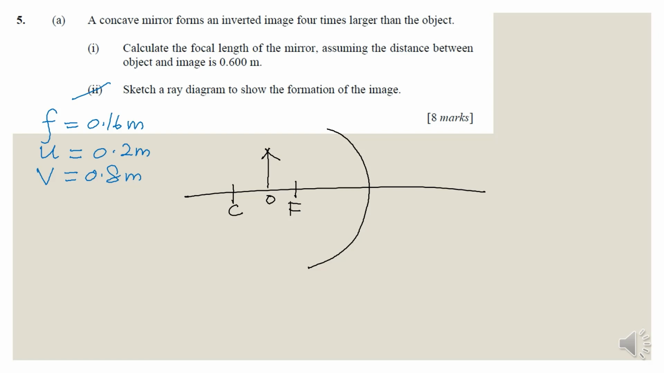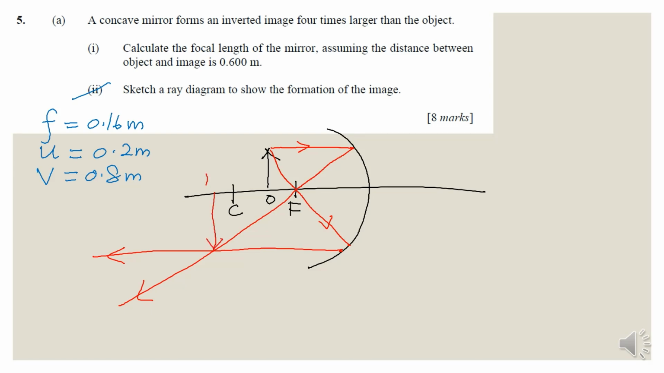So kita ambil ray. Saya sketch ray dia. Parallel mirror F, dan ray yang kedua mirror F mirror parallel. Ini image kita, image yang terbentuk adalah 0.8.